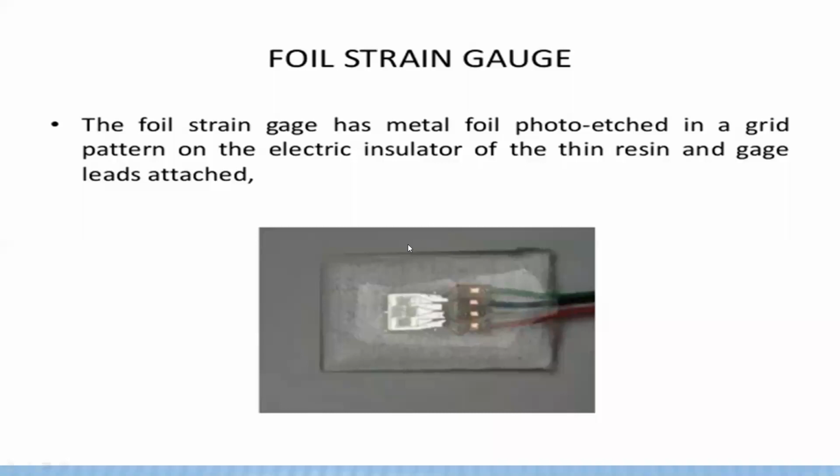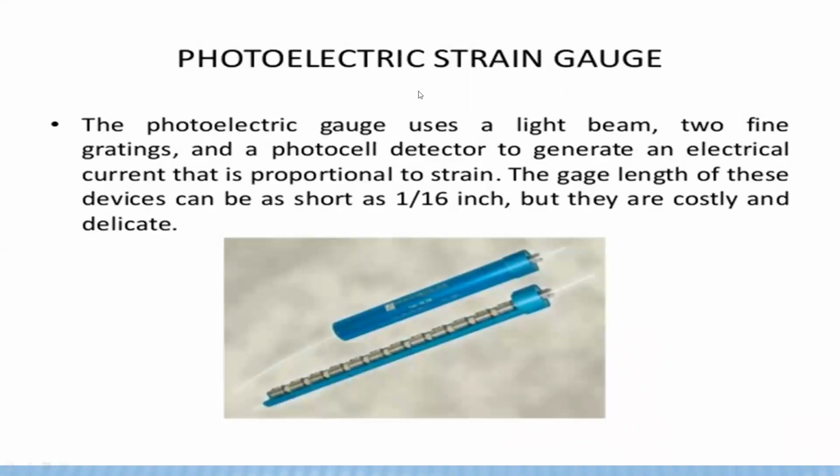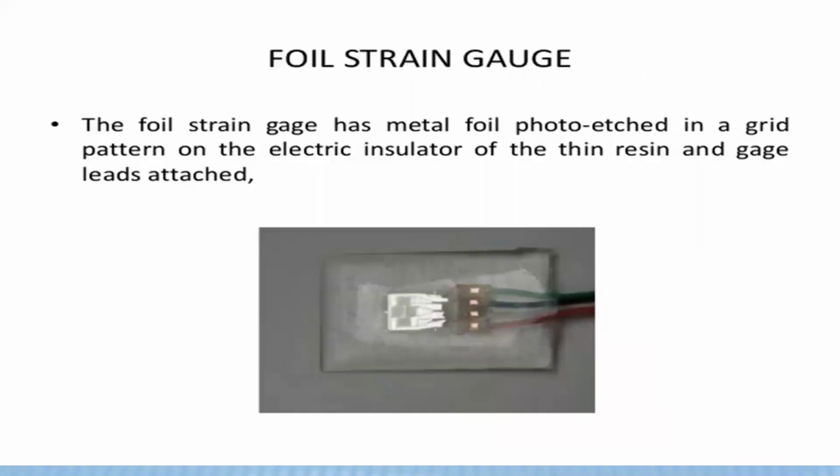Foil strain gauge. The foil strain gauge has metal foil photo etched in a grid pattern on the electric insulator of thin resin, and gauge leads attached. The foil strain gauge, the semiconductor strain gauge and the photoelectric strain gauge use different materials. The construction and manufacturing procedure are different. You can see the diagram of the foil strain gauge.